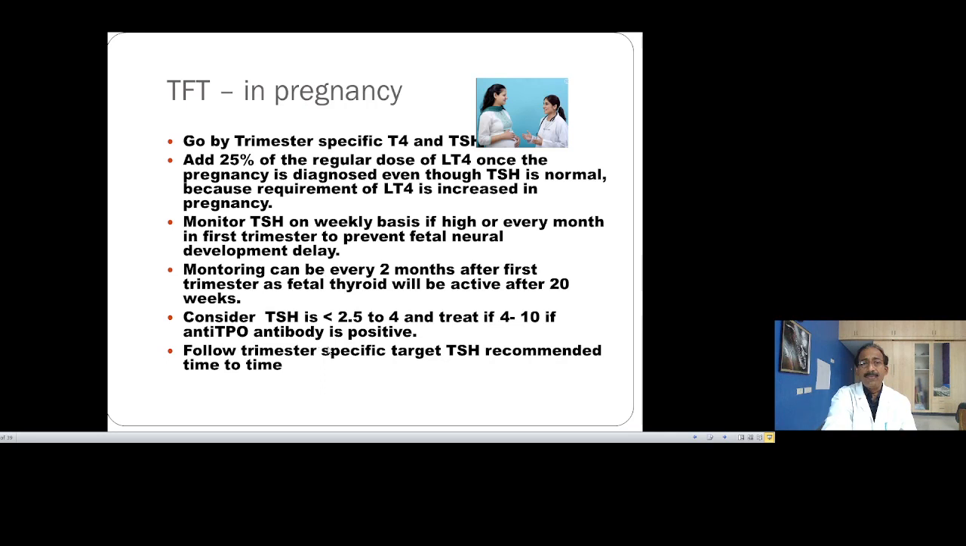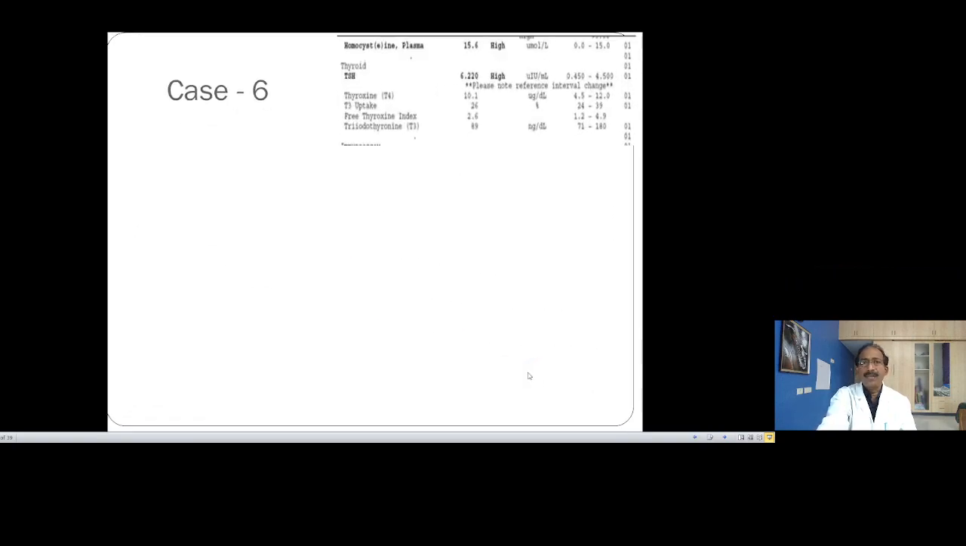time. If the antibody is positive, you have to treat between 4 and 10. Above 10 anyway, we're going to treat. And 2.5 to 4 is a gray area, but initially we were treating until last year. So you have to follow the specific guidelines from time to time.